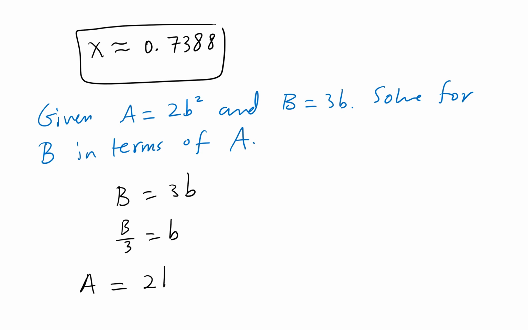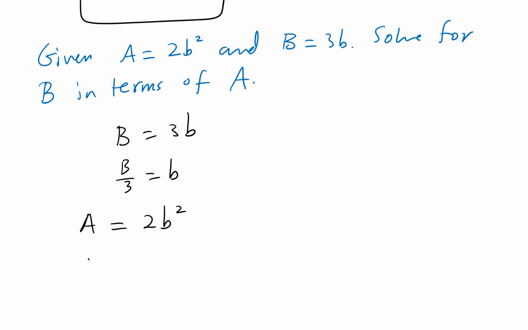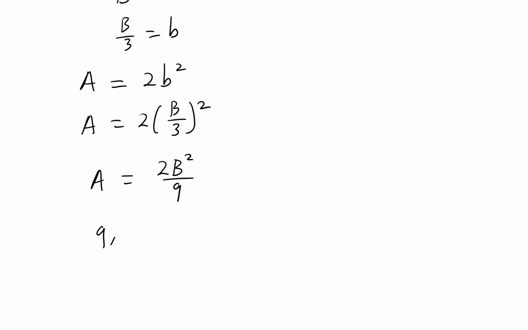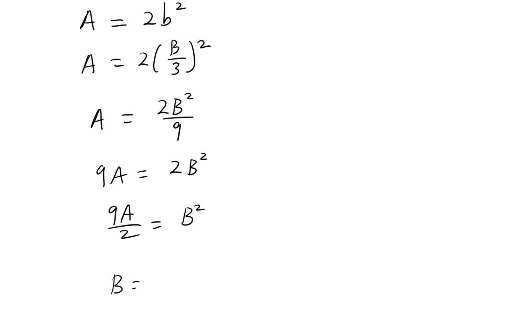A equals 2b squared. So a equals 2 times capital B over 3 squared. What does that give us? A equals 2B squared over 9. But I'm looking for B, so multiply both sides by 9. Divide by 2. So then B is what? B is plus or minus the square root of 9a over 2.